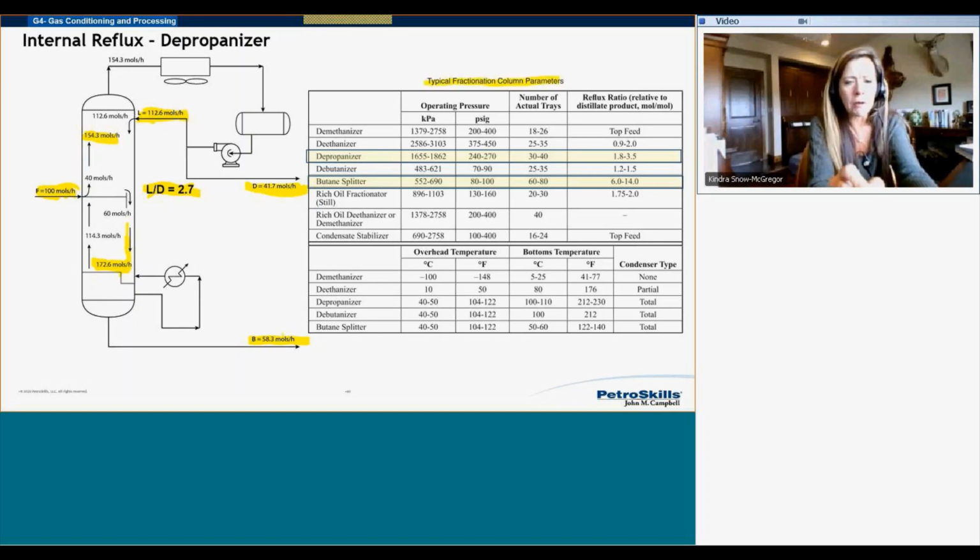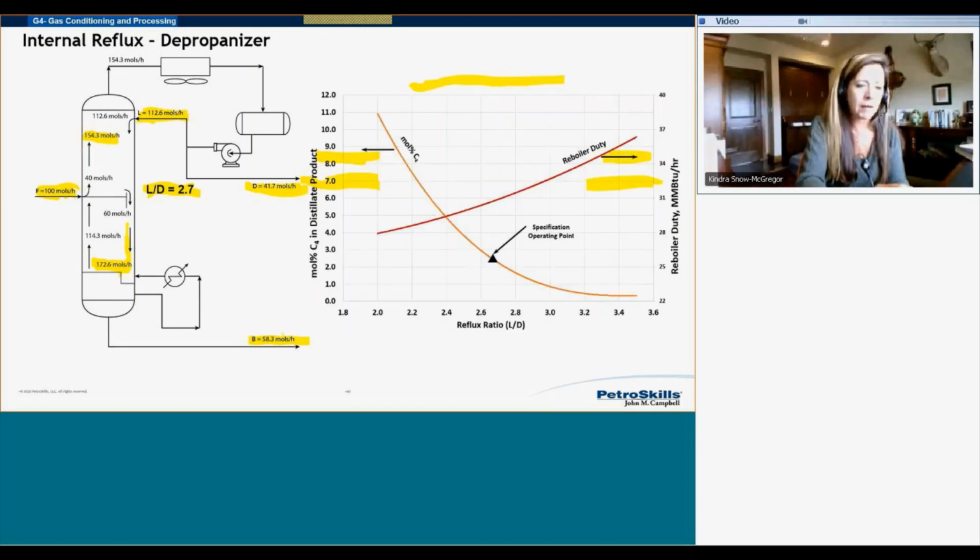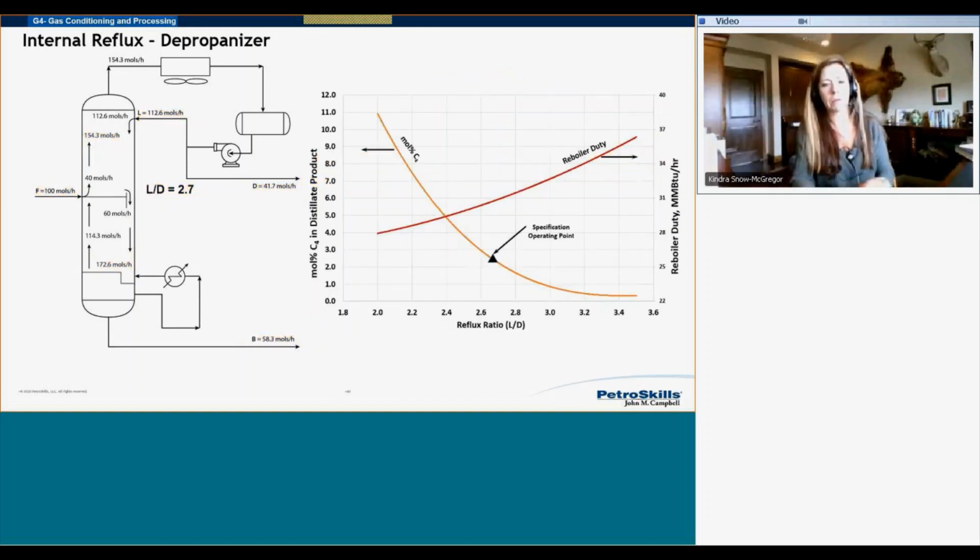And so I'm showing on this table here some typical column parameters. And you can see here's my depropanizer typical reflux ratios, because remember there's an optimum there because it's a trade-off between operating costs and capital costs. But you can see I should be somewhere between 1.8 to 3.5. Notice here's that butane splitter. And if you think about that butane splitter, notice that reflux ratio could be anywhere from 6 to 14. So the amount of vapor-liquid traffic in those columns is incredible. And just always keep in mind that you have this relationship here, okay?